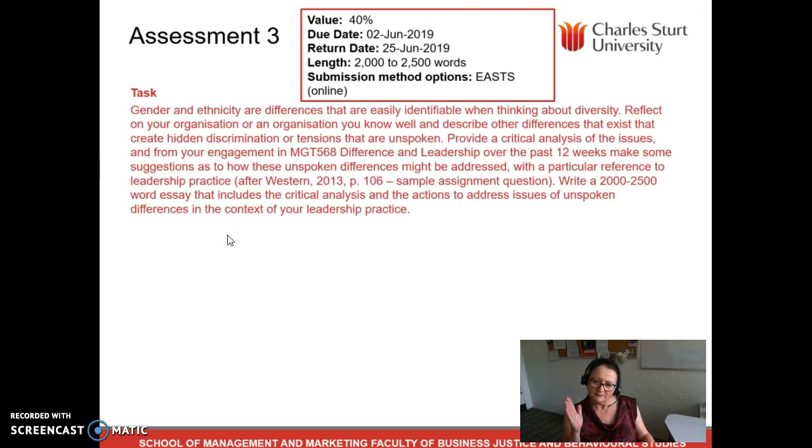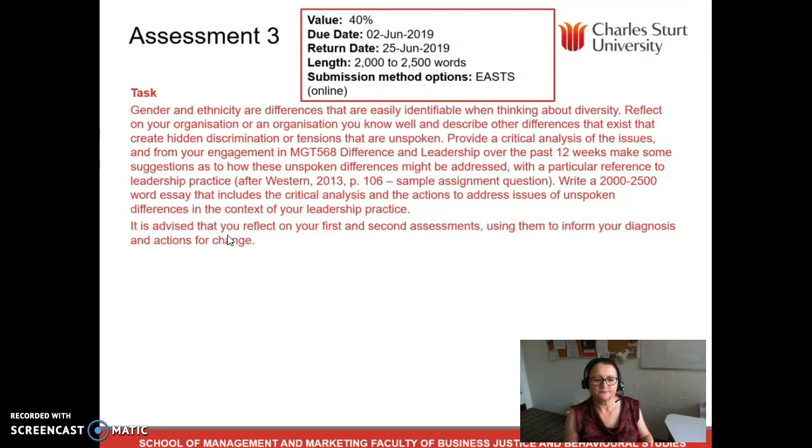So the task, and this is from Simon Weston's book, Leadership at Critical Text: Gender and ethnicity are differences that are easily identifiable when thinking about diversity. Reflect on your organisation or an organisation you know well and describe other differences that exist that create hidden discrimination or tensions that are unspoken. Provide a critical analysis of the issues, and from your engagement in this subject over the past 12 weeks, make some suggestions as to how these unspoken differences might be addressed, with a particular reference to leadership practice. Write a 2,000 to 2,500 word essay that includes the critical analysis and the actions to address issues of unspoken differences in the context of your leadership practice.